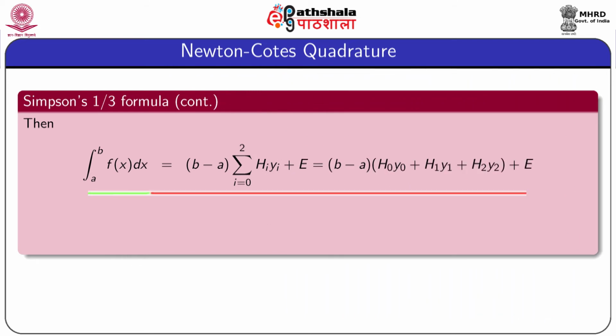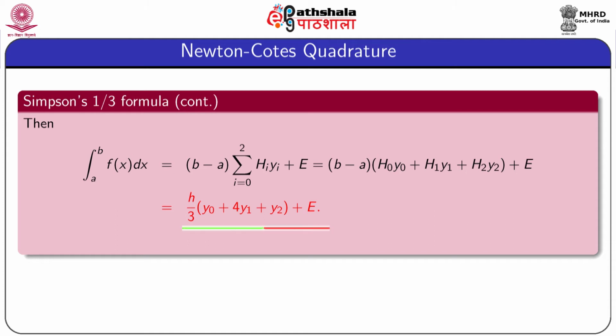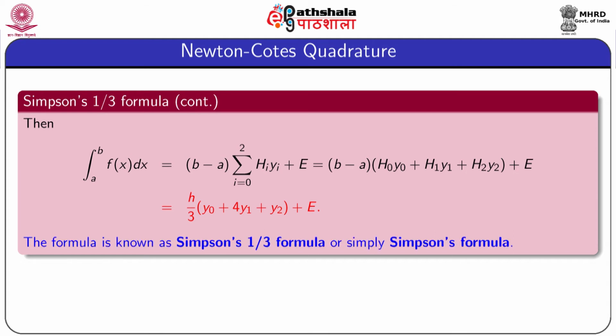Then the integration from a to b of f(x) dx equal to (b minus a) into (h0 y0 plus h1 y1 plus h2 y2) plus the error term, and after substituting the values of h0, h1 and h2 we get the formula h by 3 into (y0 plus 4y1 plus y2) plus E, where E is the error occurred in Simpson 1/3 formula. Note that in this formula the factor 1 by 3 is multiplied with the expression. For this reason, this formula is known as the 1/3 formula or Simpson 1/3 formula. So, this is the basic Simpson 1/3 formula, or simply this formula is known as Simpson formula.